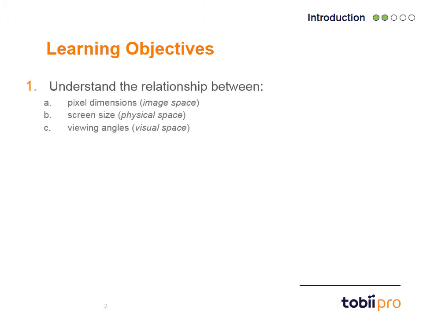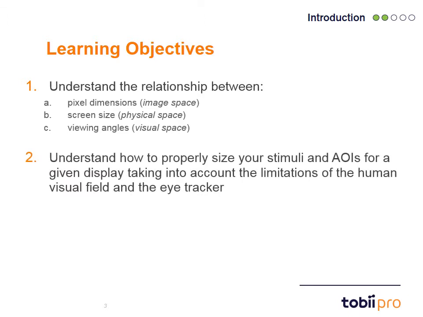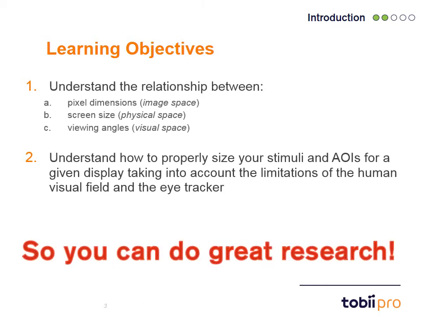There are two major learning objectives for this webinar. The first is to help you understand the relationship between pixel dimensions, which relates to image space, screen size, which relates to physical space, and viewing angles, which relate to visual space. The second major learning objective is to understand how to properly size your stimuli and AOIs, or areas of interest, for a given display, taking into account the limitations of the human visual field and the eye tracker. Ultimately, so you can do great eye tracking research.